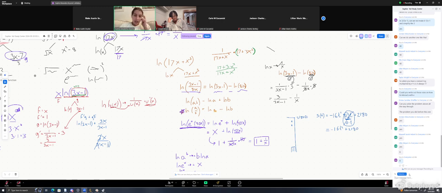Now, what if I want to find the distance fallen after 1 second? Actually, I'm going to say 2 seconds. How would I approach that? Can someone type that out or unmute themselves? How would I go about finding this number?